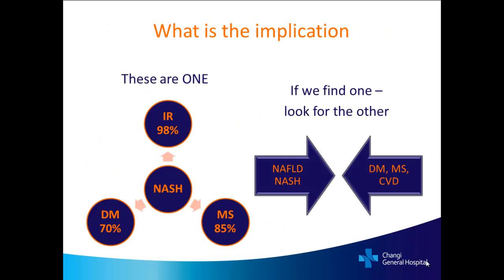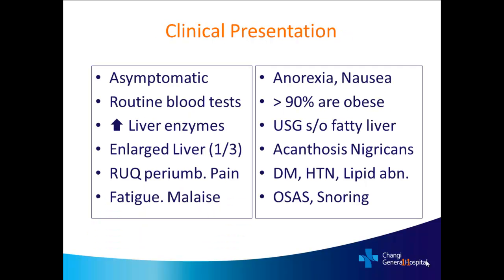So, meaning to say, if somebody has diabetes or metabolic syndrome, then we should actually screen for fatty liver disease and so on. How may patients present? I think the vast majority are actually asymptomatic. So we may see some laboratory abnormality during a health screening.